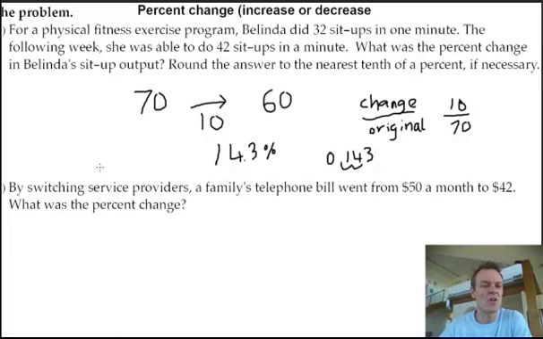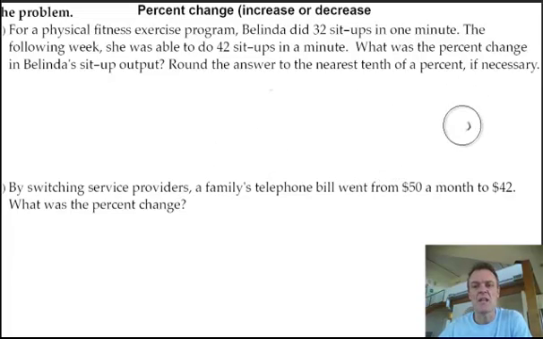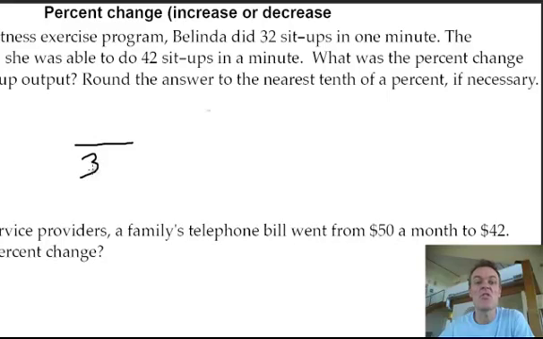So let's look at some of the other ones on this page here. Belinda, she was doing 32 sit-ups in a minute. She went to 42 sit-ups in a minute. What was the percentage change? Right, so again, I'm going to do this. I know the original was 32, not 42. So she went from 32 to 42. So she increased it by 10, didn't she? From 32 to 42.